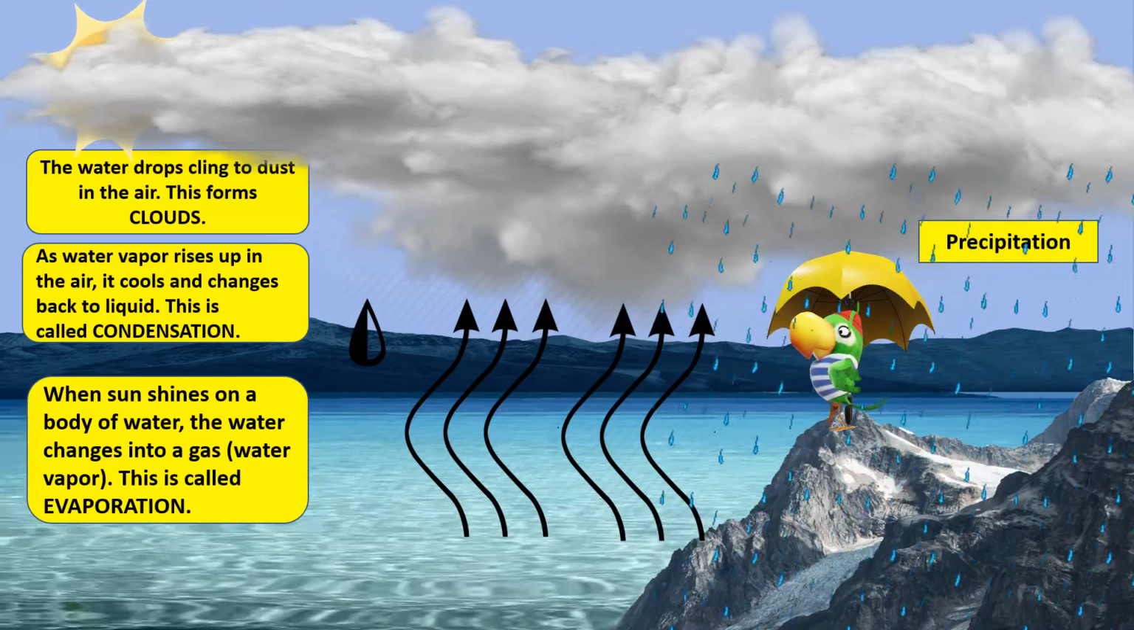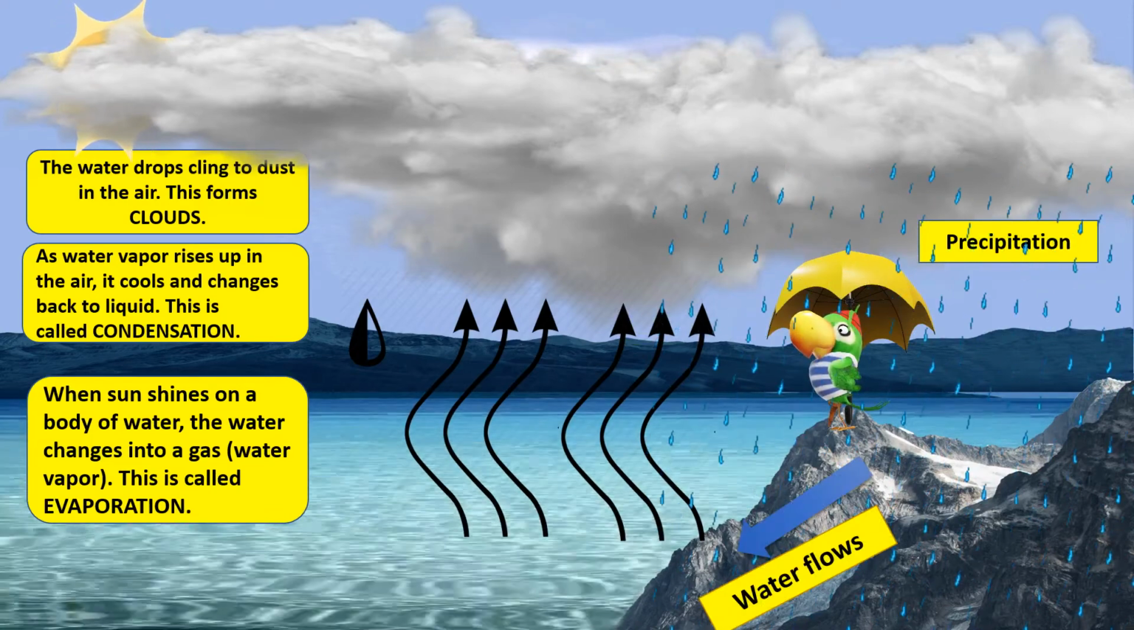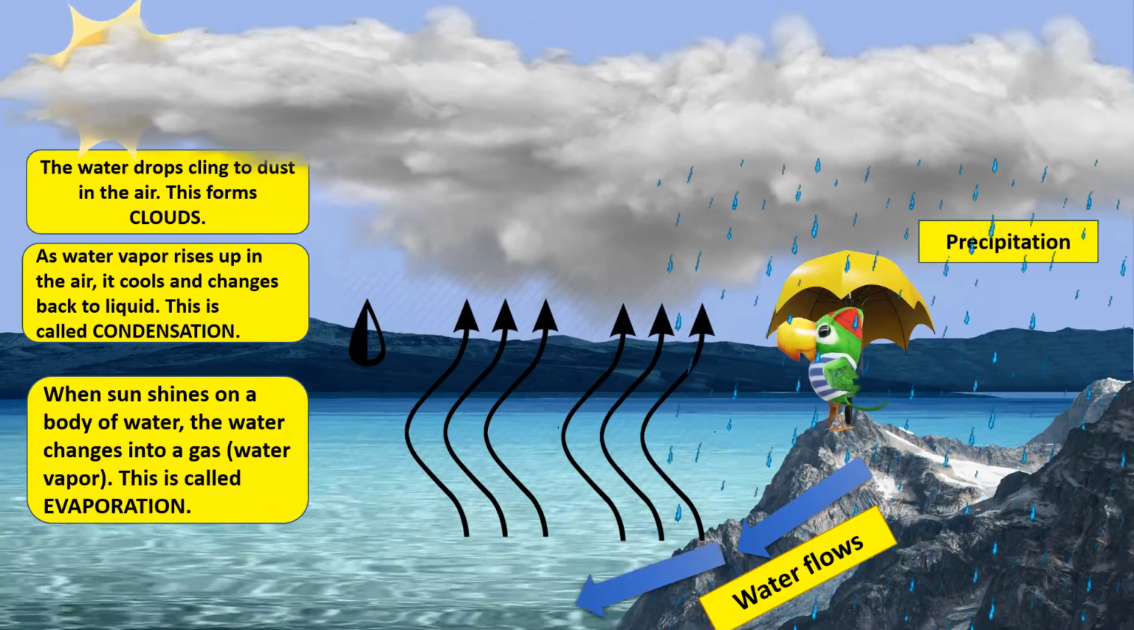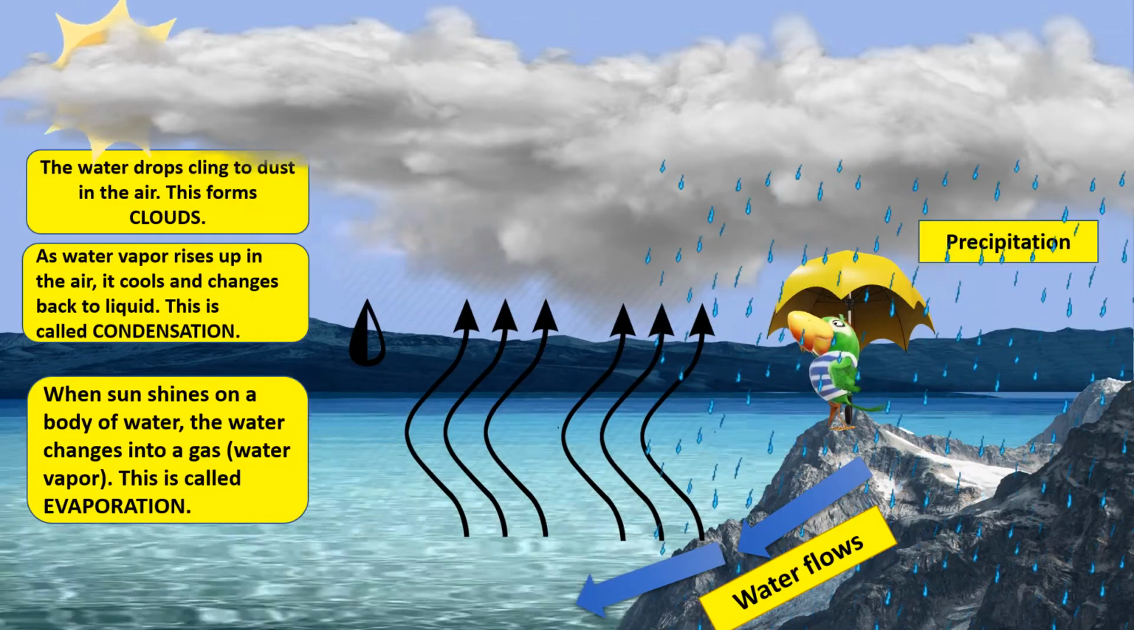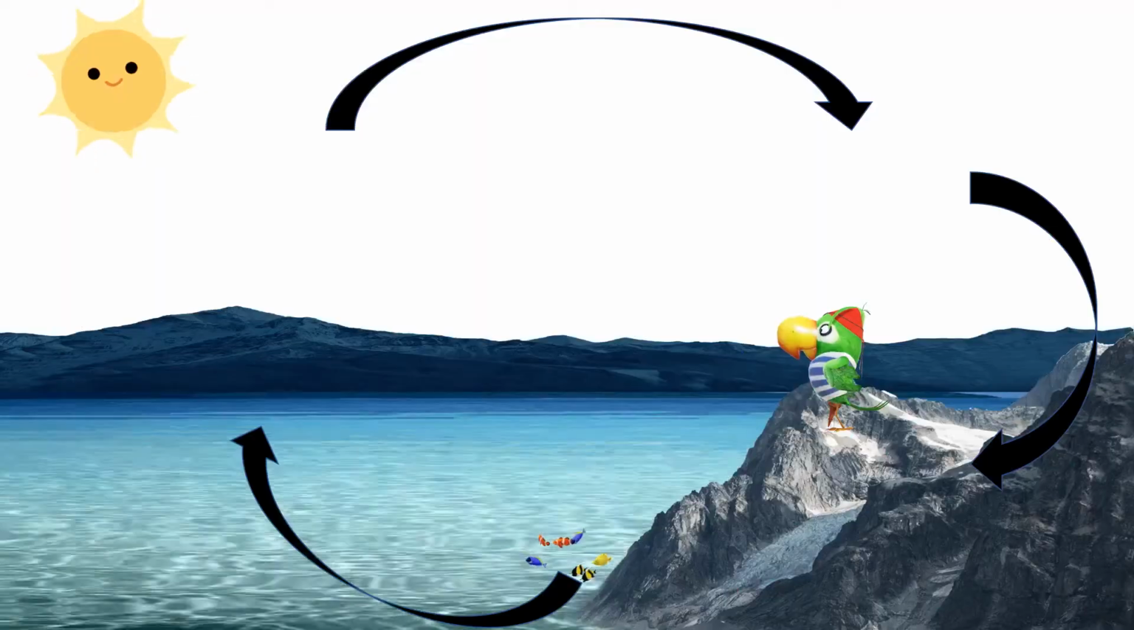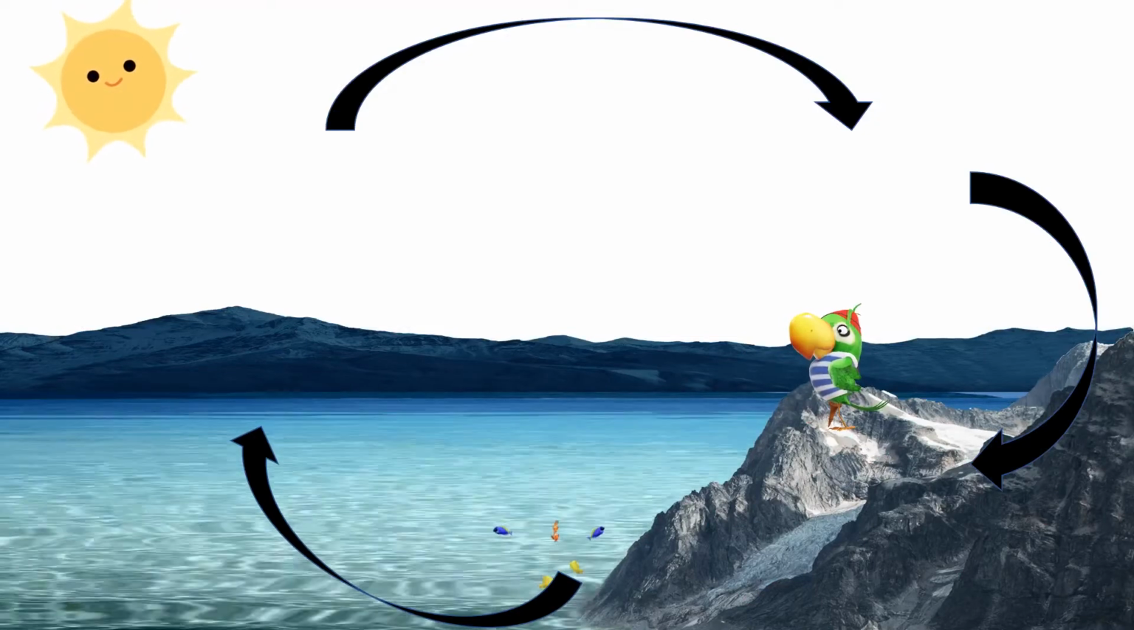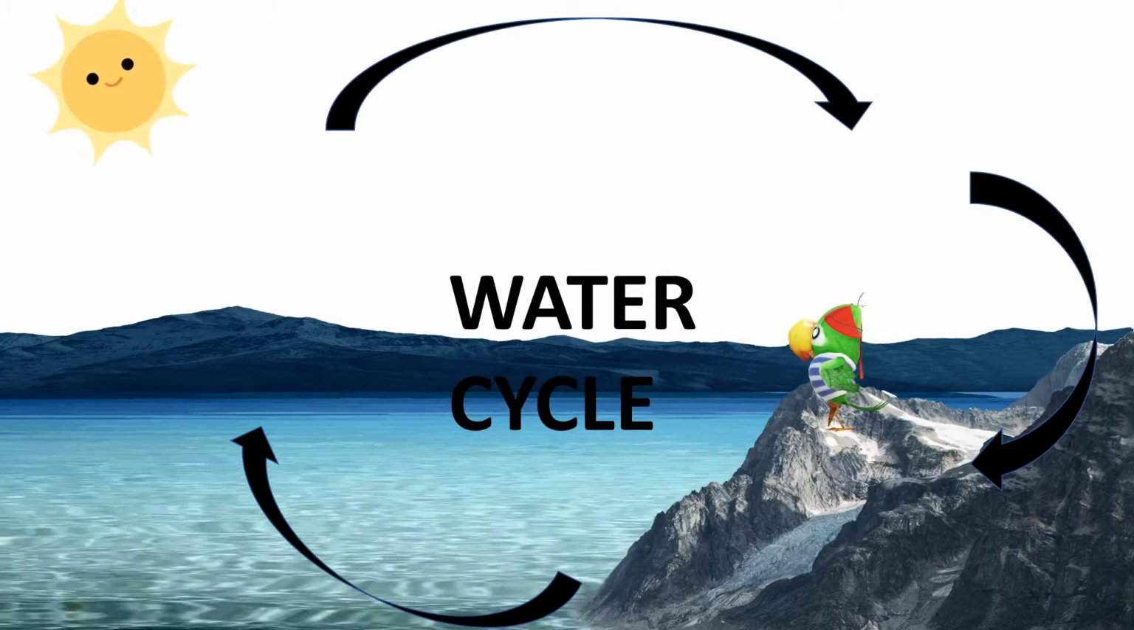After that, some water flows downhill. Some water soaks into soil. Water returns back to bodies of water. Water moves from Earth's surface into the air. Then it moves back down to Earth. This is called the water cycle.